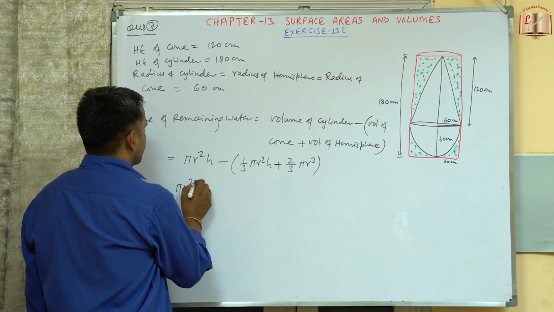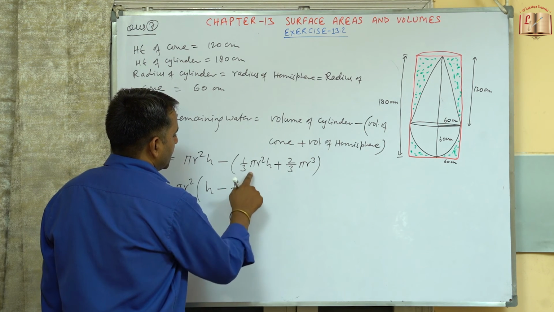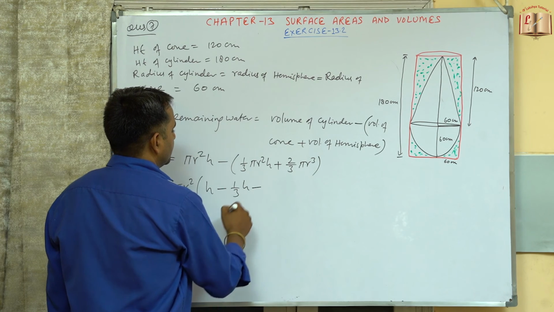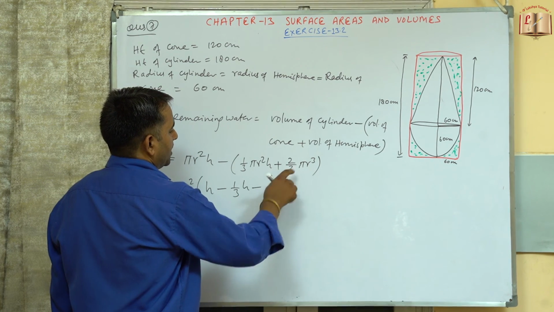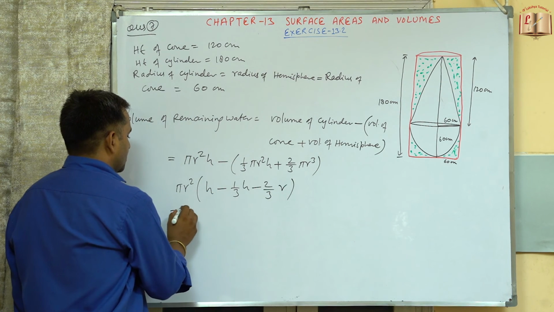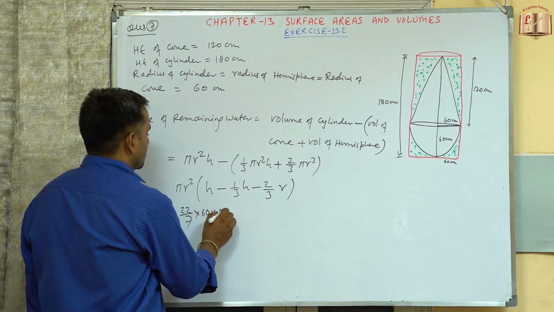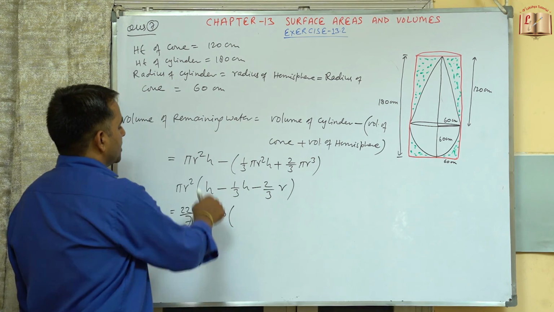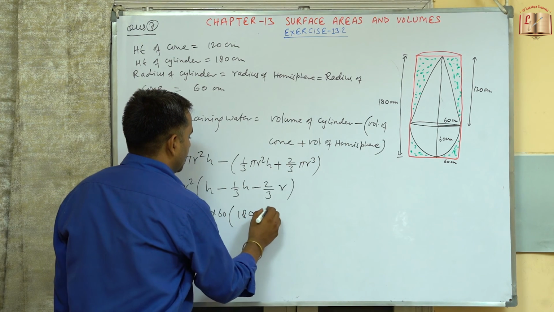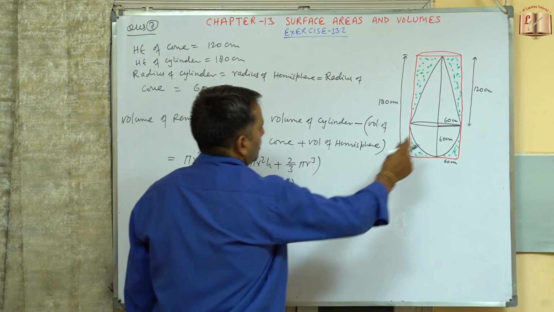Taking pi r square as common, we get h minus 1 by 3, pi r square is common. So 1 by 3 into h and minus, so this will be again 2 by 3 r. So this is 22 by 7, r is 60. So this will be 60 into 60, h for cylinder. So height of the cylinder is 180. So this will be 180 minus 1 by 3 into height of this cone.